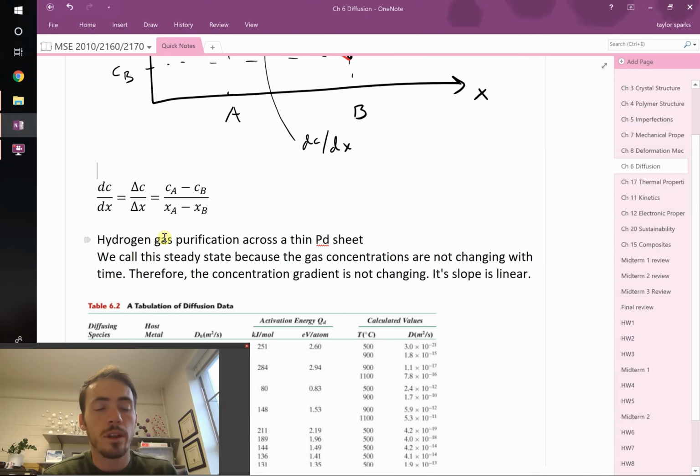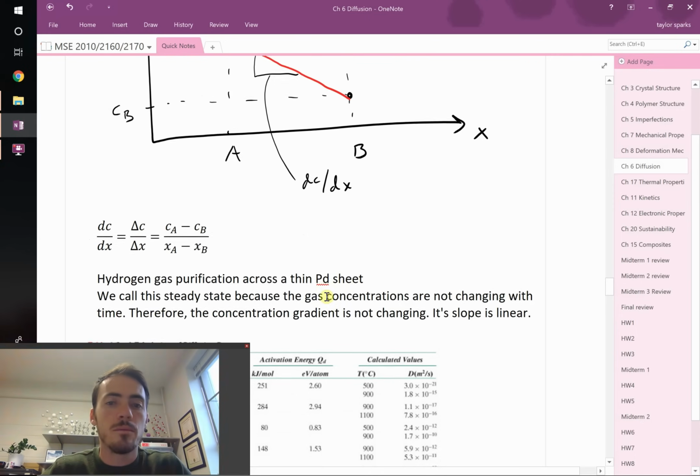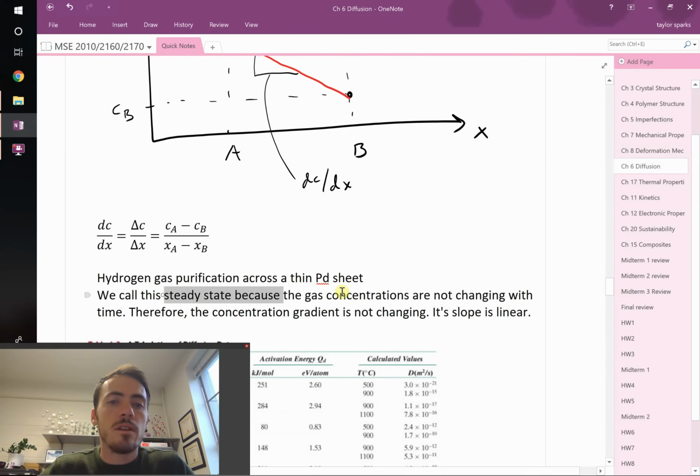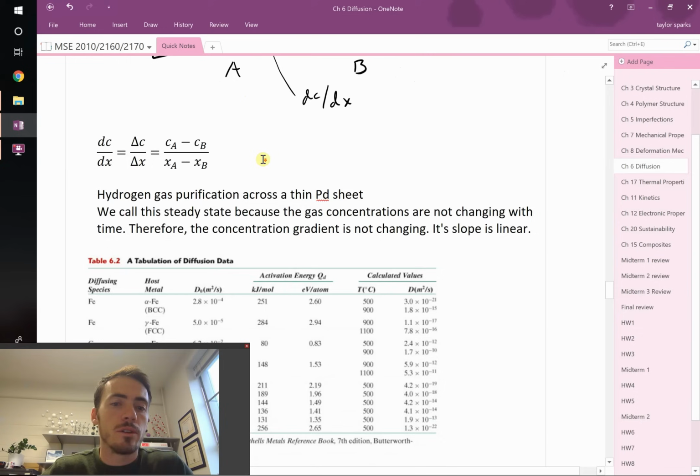And you also want it thin because you want this gradient to be as large as possible, right? So if you make x smaller, then the gradient gets larger, which is a good thing. That's going to increase your driving force, right? So a thin palladium sheet. We've already said that this is steady state because it's not changing with time, right? And we've said that the slope ends up being linear under that condition.